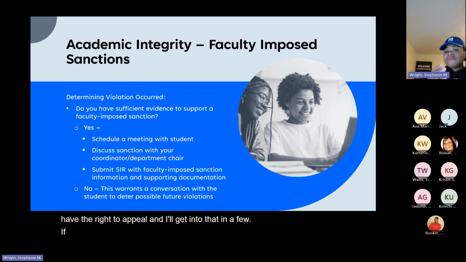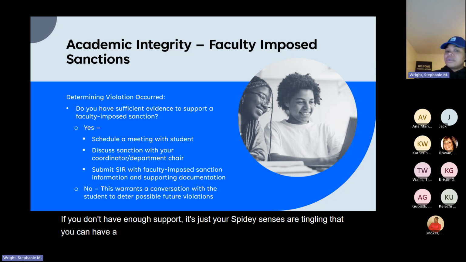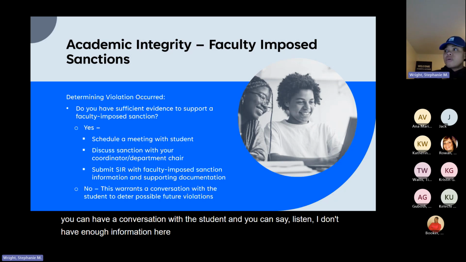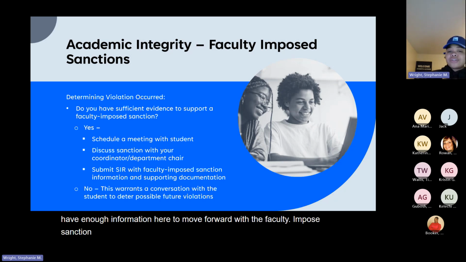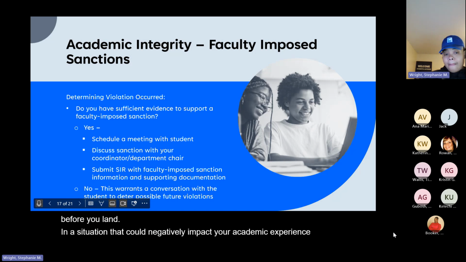If you don't have enough support, it's just your spidey senses are tingling, you can have a conversation with the student, and you can say, listen, I don't have enough information here to move forward with a faculty imposed sanction, but I do have some concerns. So basically, let's get it together before you land in a situation that could negatively impact your academic experience here.